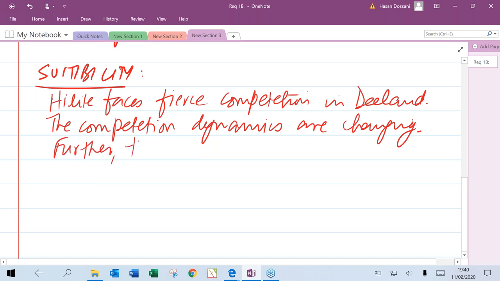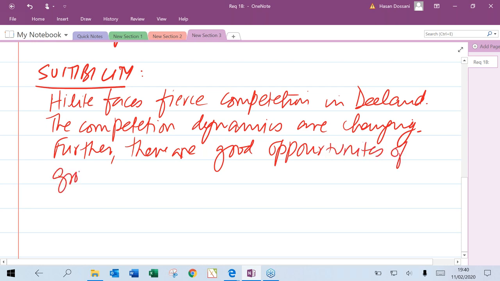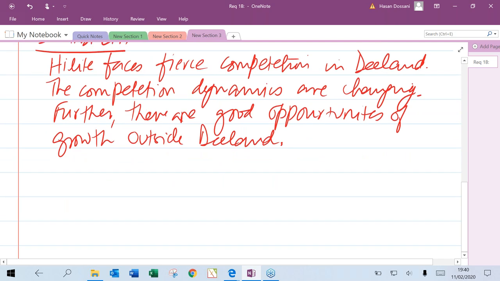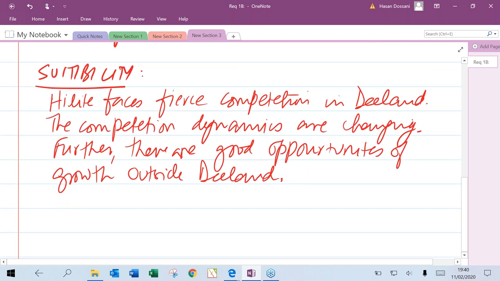Further, there are good opportunities of growth outside D-land. That's it. So one paragraph on the home country, or the challenges we are facing now, or the reason why we are thinking of going abroad.